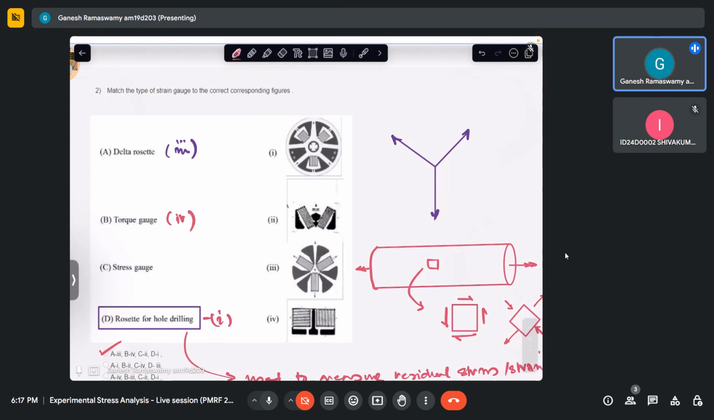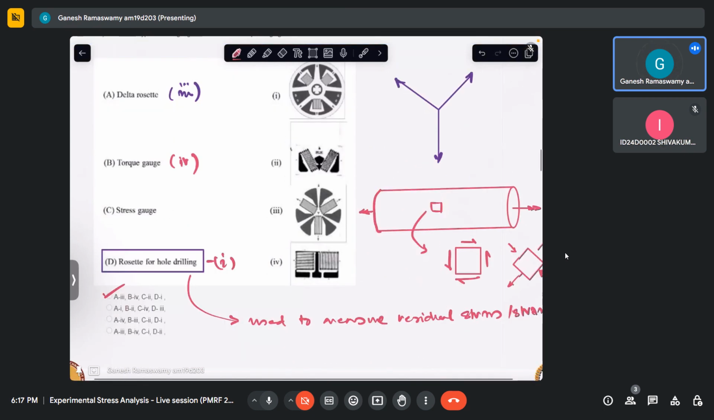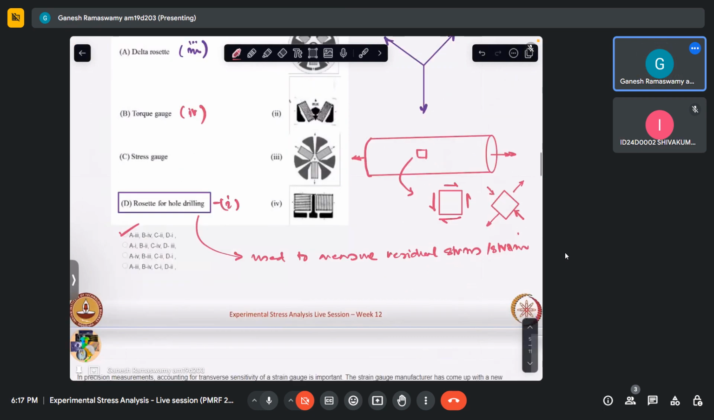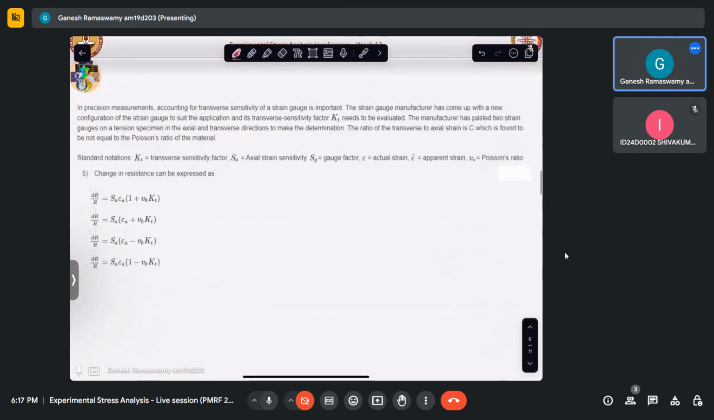Granted that these choices may be subjective, but it doesn't hurt to know, at least just by looking at the strain gauges. If we are able to identify some of them, it will help us in the long run. Okay, so let us look at this question.